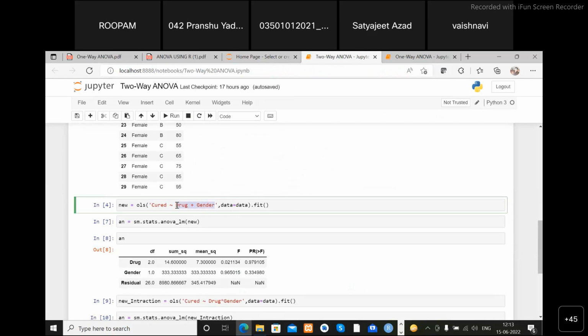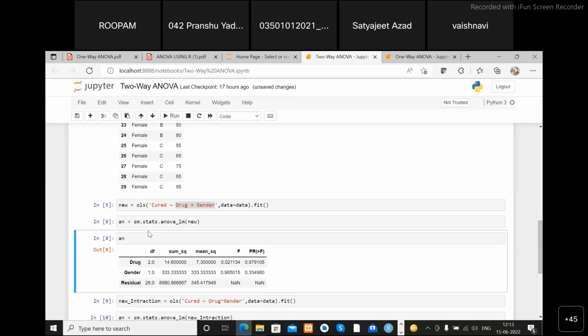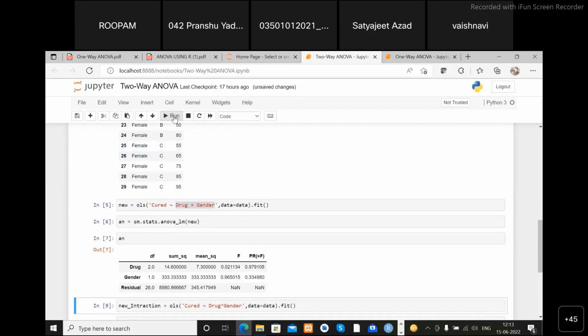Okay, drug and gender. There are two independent variables. So when you run ANOVA, you're trying to model it. The same command, a similar command, but there is a change here only. The tilde sign is showing your relationship: the effect on cured by your independent variables drug and gender. This tilde sign is your relationship.